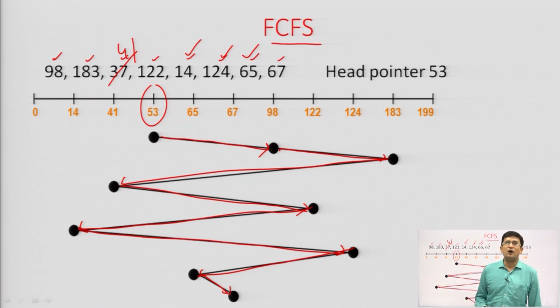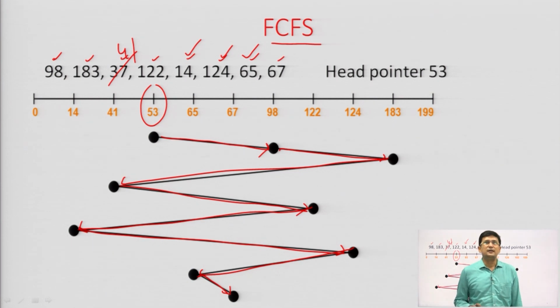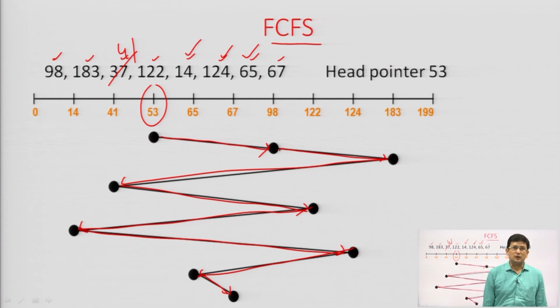So the movement of the disk arm is dependent on the request that we have got. The first request is satisfied first, the next request is satisfied next. We don't have to apply any other logic. The only logic is that the first request will be satisfied first and the second request will be satisfied next.